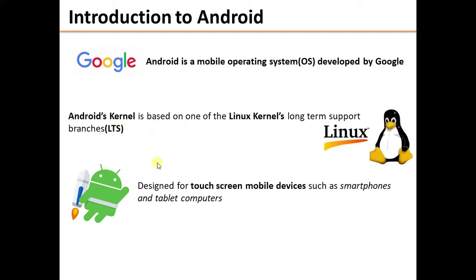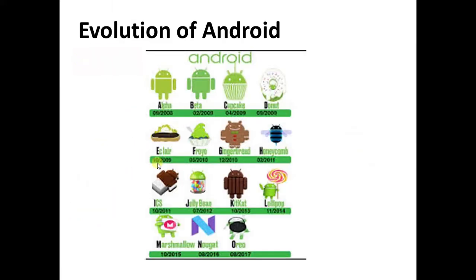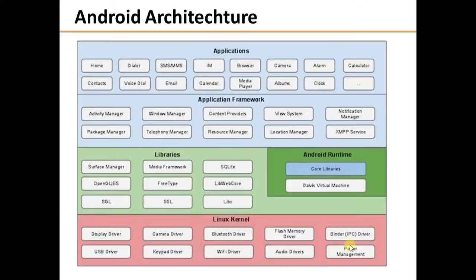Okay, moving on, next we've got the evolution of Android. In the evolution of Android, we've got alpha, beta, cupcake, and so on up to Oreo. After Oreo, the Pie version was released and the current version is Android 10. Alright, so now the architecture of Android.